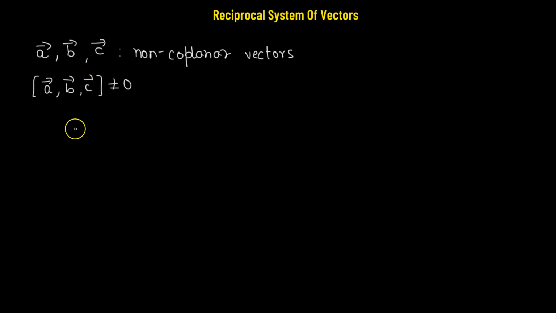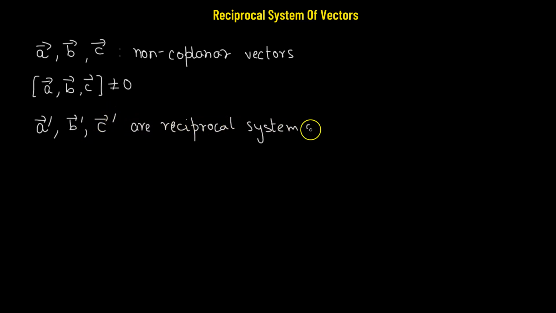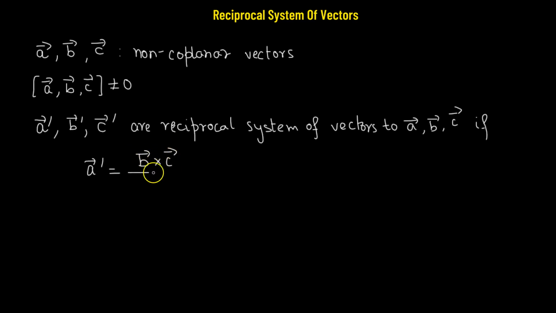Now we are going to define a set of three new vectors. We'll call them vector A prime, vector B prime, and vector C prime. These three vectors are the reciprocal system of vectors to A, B, and C if vector A prime is given by the cross product between vector B and C divided by the scalar triple product of the vectors A, B, and C.